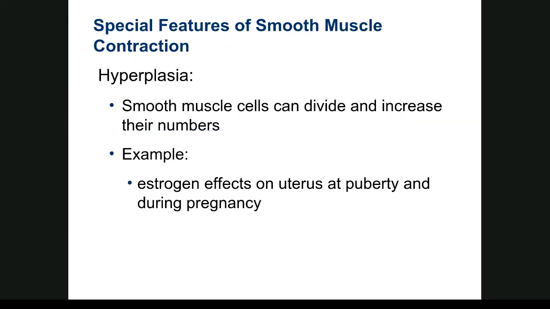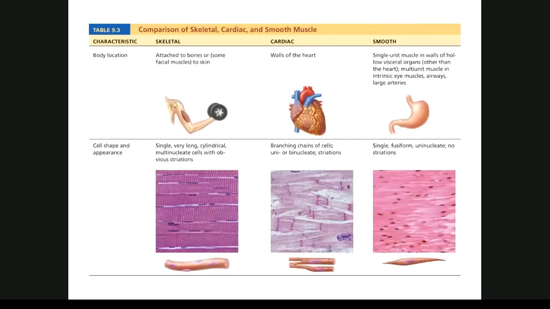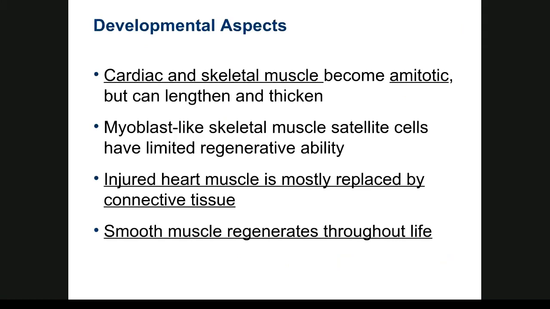If you get bigger muscle in skeletal muscle or cardiac muscle, it's only getting bigger. Each muscle cell is getting bigger. These smooth muscle cells are actually dividing. Good example, the uterus during pregnancy. Obviously, it's much bigger. So this is your skeletal muscle, your cardiac muscle with your intercalated discs, and your smooth muscle. Specific developmental aspects: cardiac and skeletal muscle cells become amitotic. They cannot reproduce, but they can lengthen and thicken. Maybe some regenerative ability, so they're taking back what they said. Injured heart muscle is generally replaced by connective tissue.